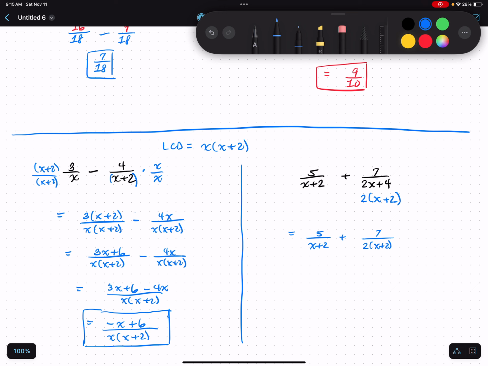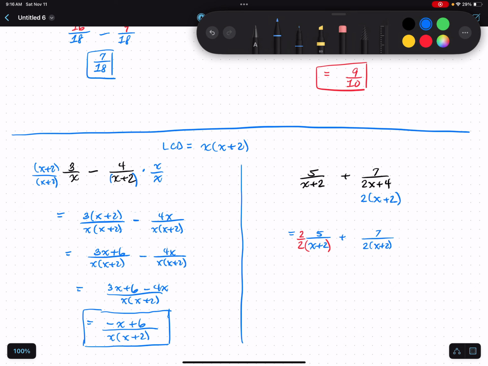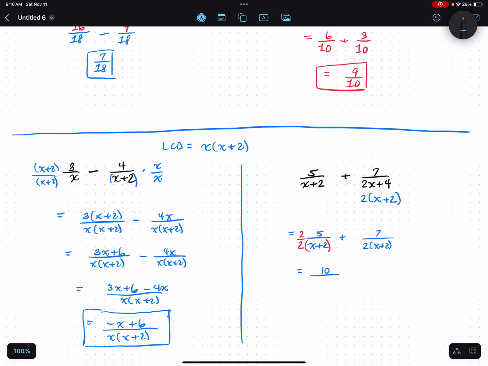So to get a common denominator, again, going back to the red here, my fancy one here is going to be multiplying the first fraction only by 2 over 2, because now we have the same denominator. So let's see how this plays out. We have 10 over 2 times x plus 2 plus 7 over 2 times x plus 2. And when we combine, remember we keep the denominators the same. That's 2 times x plus 2. 10 plus 7 is 17. And once again, that is in simplest form.